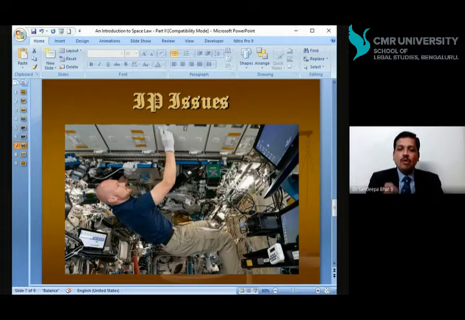Now, one of the most significant IP issues that comes forward in the outer space activities is the patents regime, inventions and granting of the patents.